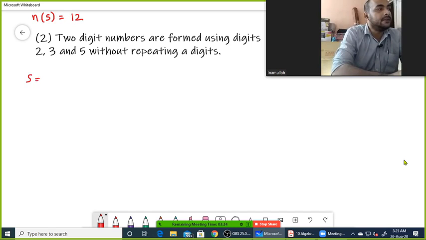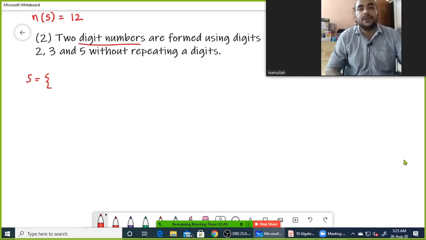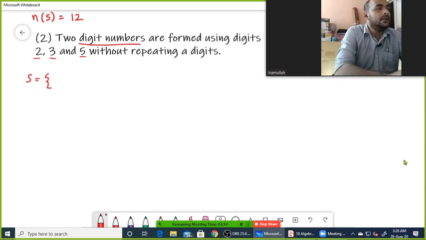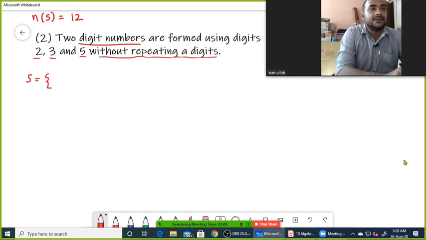So, sample space can be two-digit numbers. Here we are talking about two-digit numbers. A two-digit number can be any number from 10 to 99. But here we need to use 2, 3 and 5 without repeating a digit. This is the condition. So, we are going to form two-digit numbers by using these three digits. Here 2 can be the first digit, 23 is a two-digit number. Then we can take 25. Even 22 is also a two-digit number.